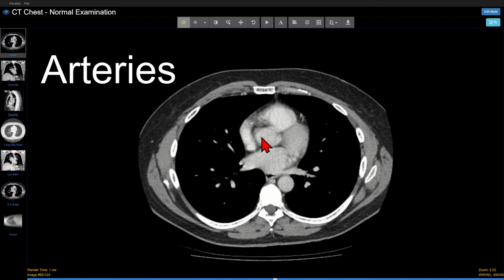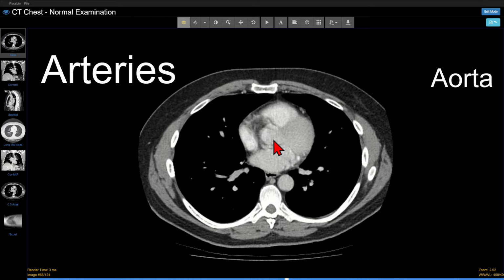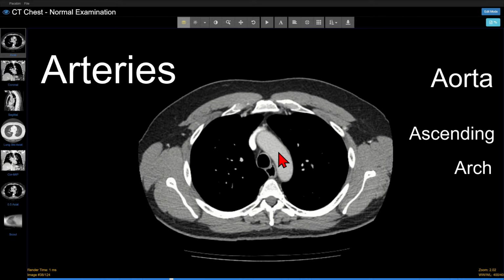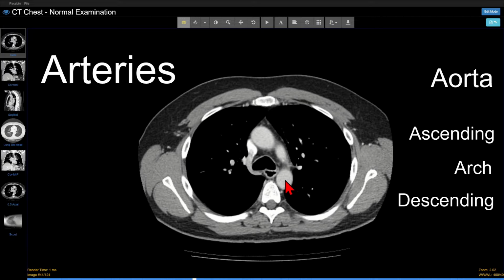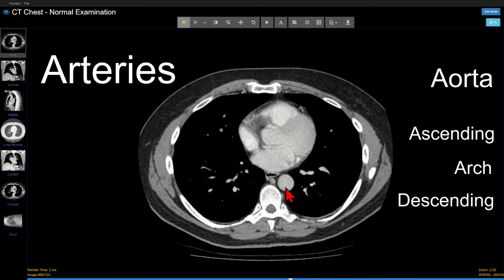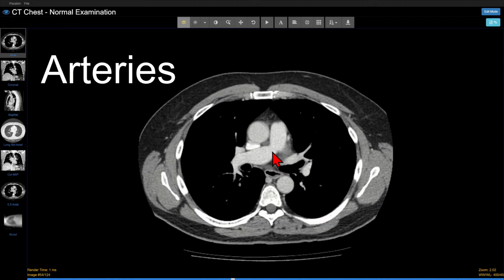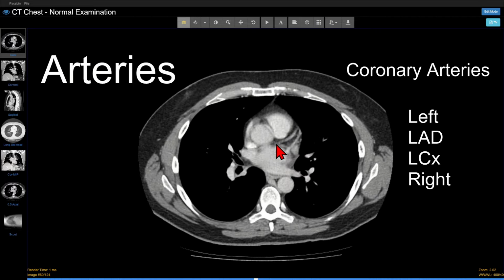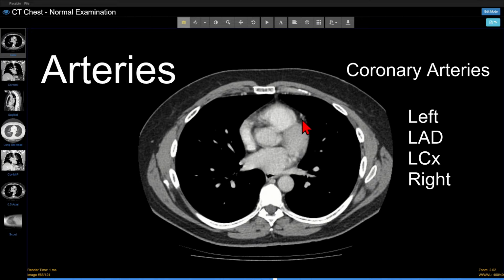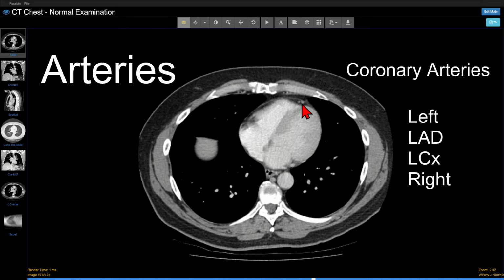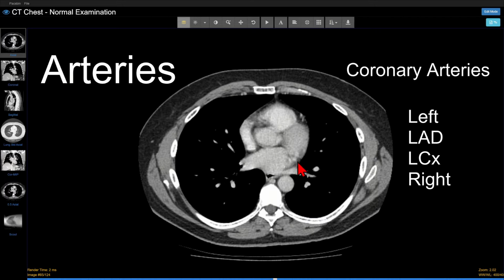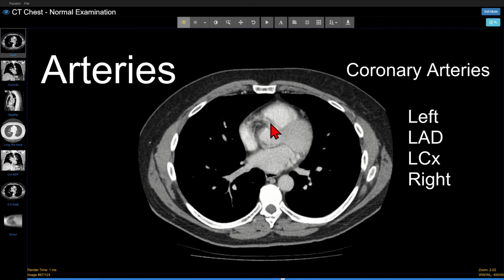So starting with the arteries, again, this is the aorta with the aortic valve, ascending aorta, aortic arch, and descending aorta. Important arterial branches to know include the coronary arteries. So this is the left coronary artery here with the left anterior descending that extends down the interventricular septum, and the circumflex, as well as the right coronary artery, which arises from the right coronary cusp.